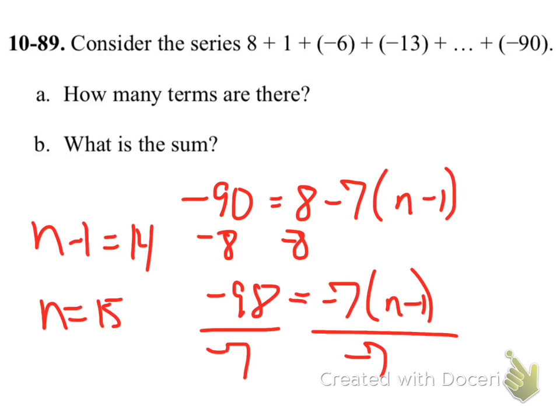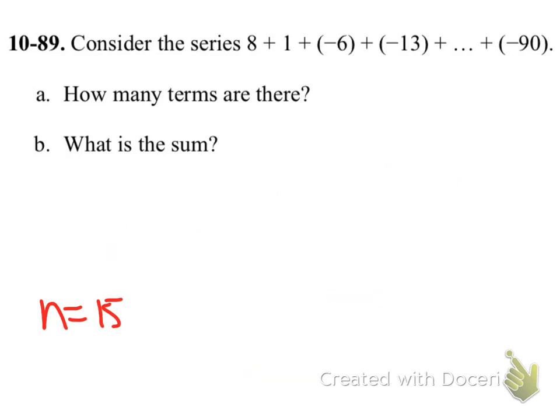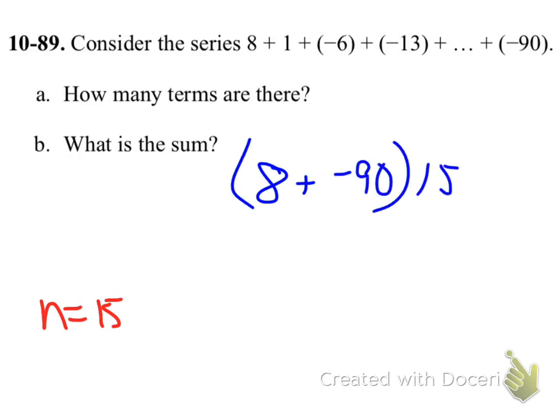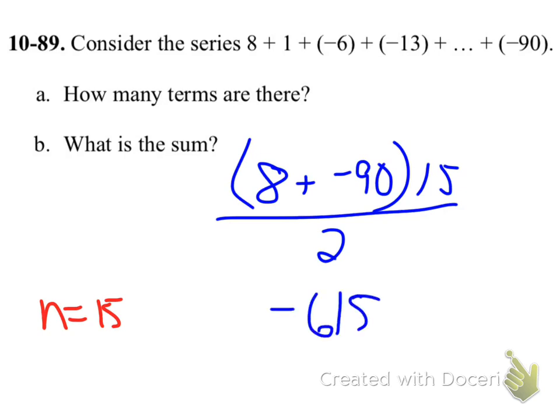Then to figure out my sum, again, it's arithmetic, so I want to use my arithmetic formula, which we developed in class. It is the first term plus the last term times my number of terms, which we had just found, divided by 2. So when I simplify that, I end up getting -615. So my sum here is negative because, as you can kind of tell from this, I'm going to have many more negative numbers than positive. So sum, -615.